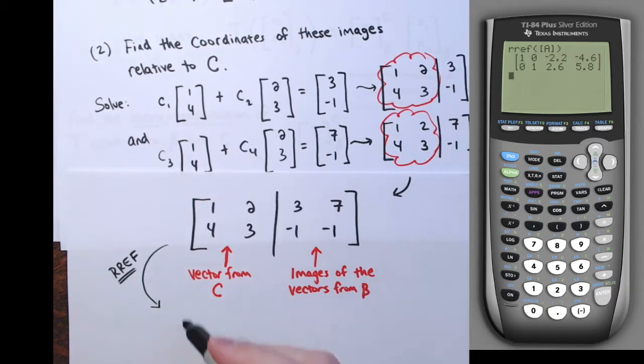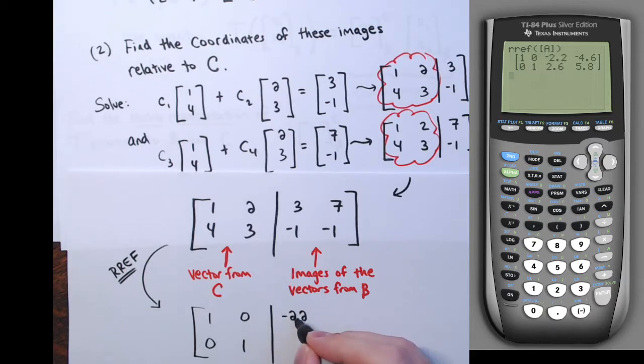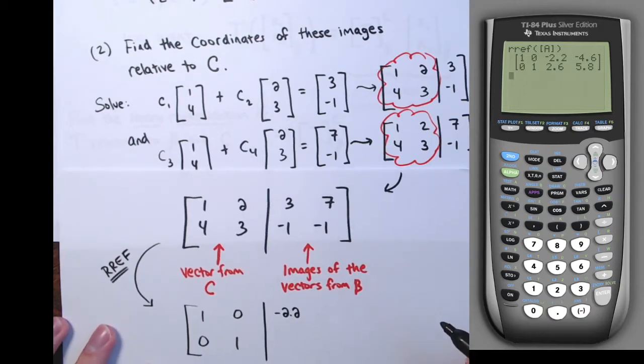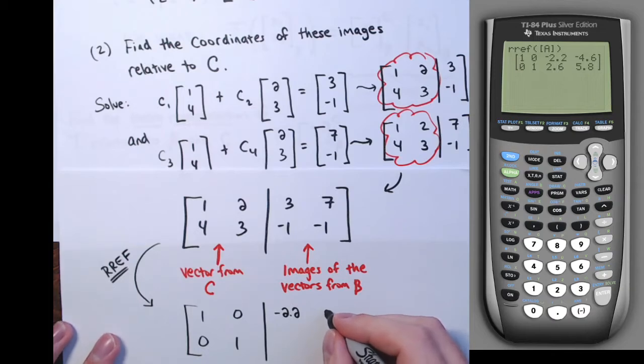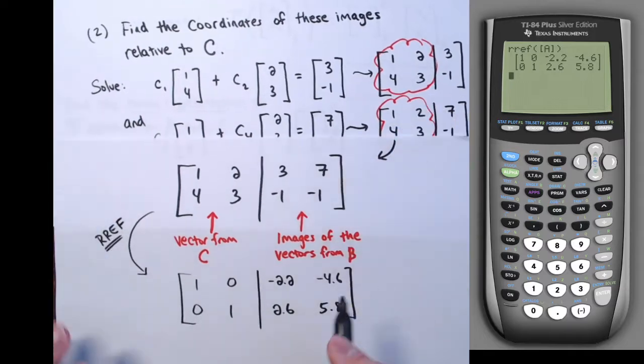Okay, so I've done that, and let me write it here. You get 1, 0, 0, 1, and then -2.2. If you want to change it to fractions, that'd be fine too. This would be -22 tenths or -11 fifths. And -4.6, 2.6, and 5.8. If you want to change them to fractions, that's cool too. But remember what these are giving me. These are giving me coordinates.